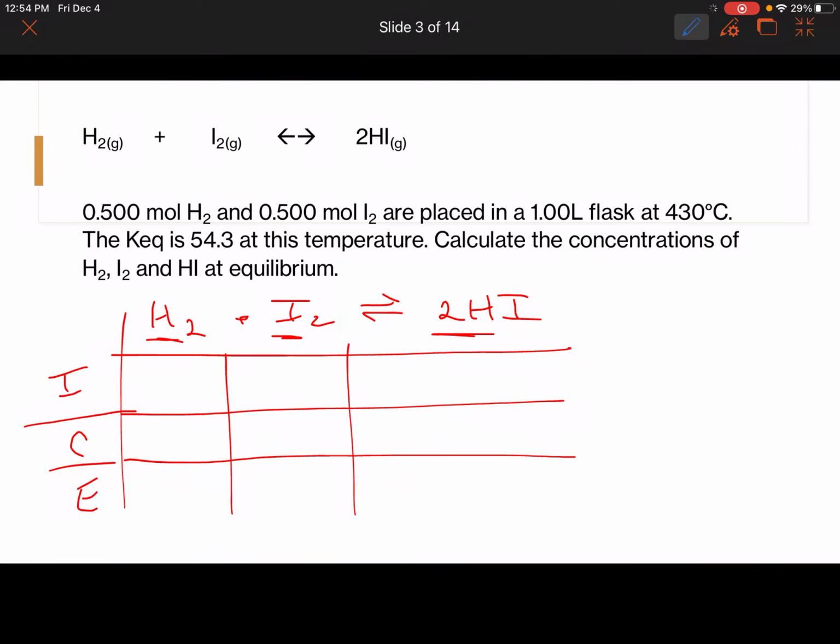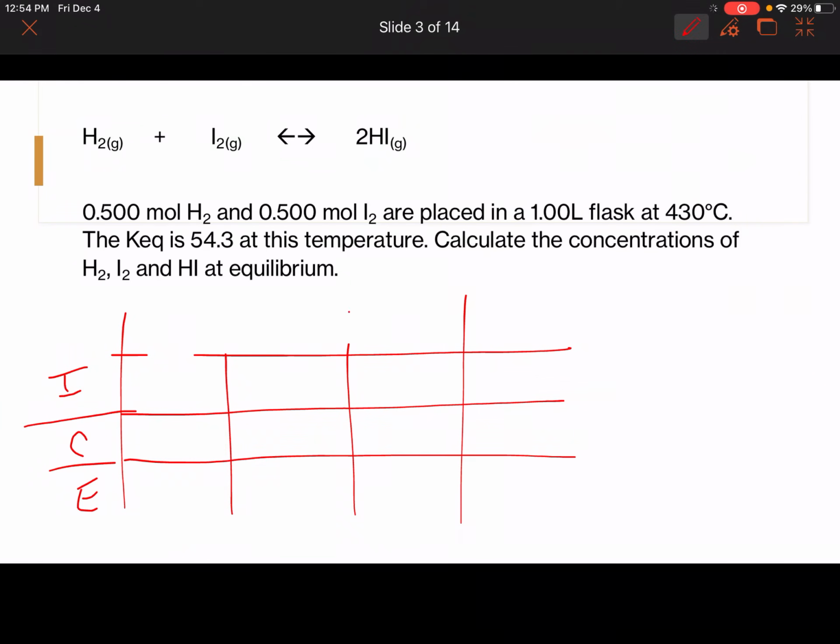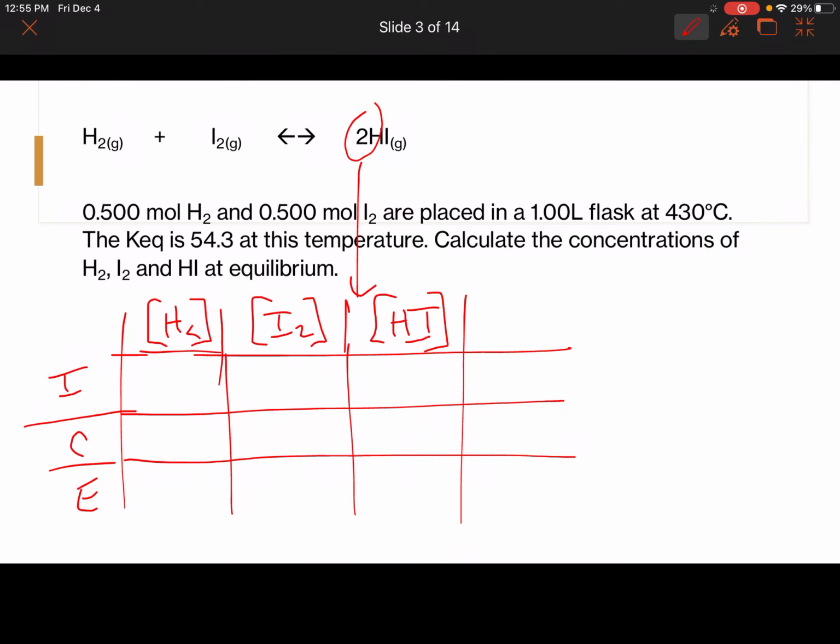Now, if I make these into concentrations, you know what? I think I'm going to do this. Sorry, everyone. So I'm going to do this. H2, I2, and then I've got HI. And I have to remember that there's two of those. You can use either the equation or this. It doesn't really matter, actually.